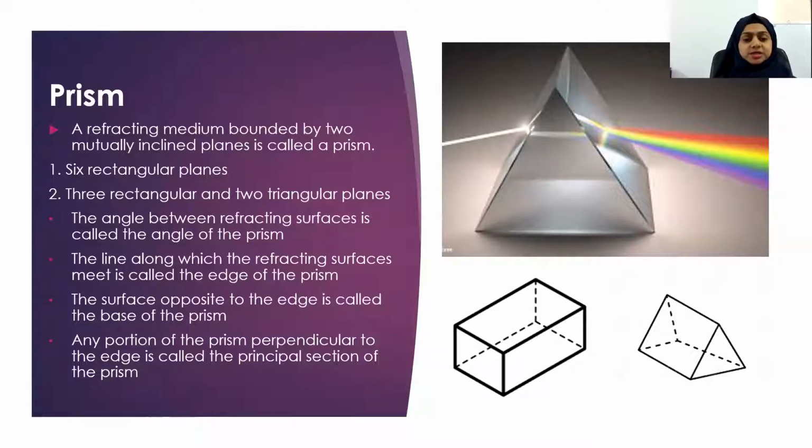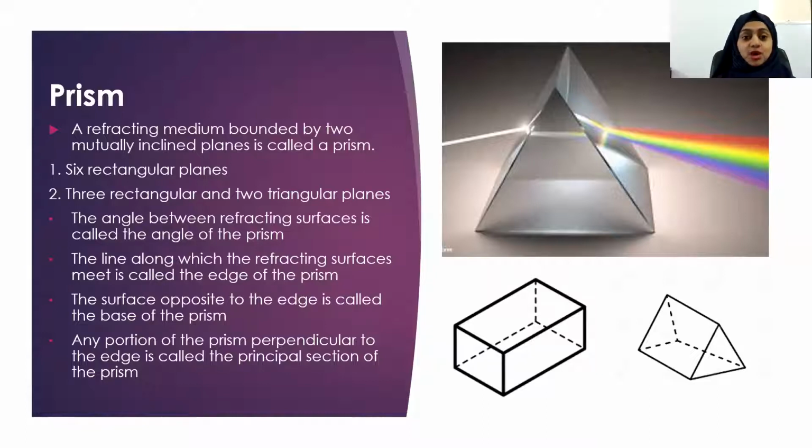So that's all about prism. I think you are clear what is meant by a prism. You may learn this definition. It may come for 1 mark. What is a prism? It's a refracting medium bounded by two mutually inclined planes.